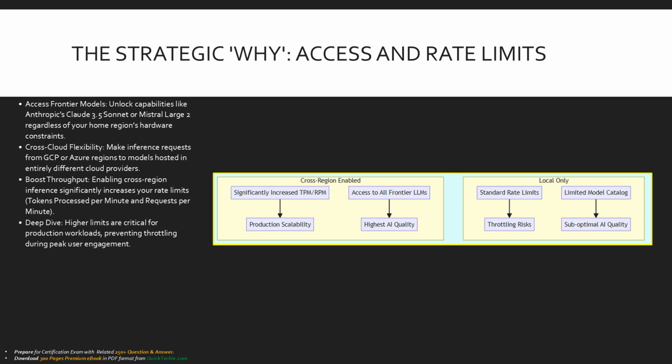This comparison diagram contrasts a local-only architecture with a cross-region enabled architecture. In the top local-only box, you are confined to standard rate limits, which introduces high throttling risks for busy applications. You also face a limited model catalog, potentially leading to suboptimal AI quality for complex reasoning tasks. Now look at the bottom, cross-region enabled box. By simply flipping this parameter, you unlock significantly increased tokens and requests per minute, enabling true production scalability. Furthermore, you gain access to all frontier LLMs, ensuring you can deliver the highest AI quality to your business users, utilizing the absolute best model for the job, regardless of geography.